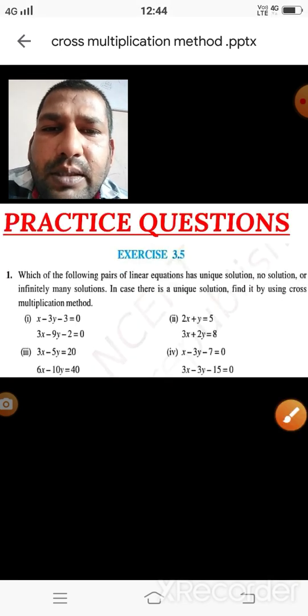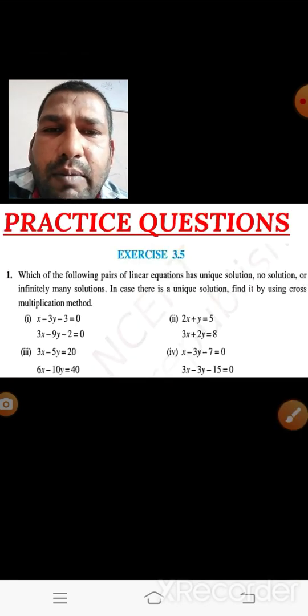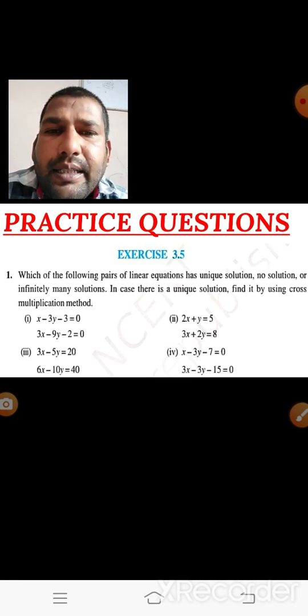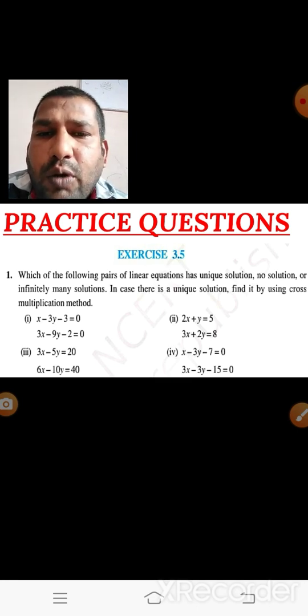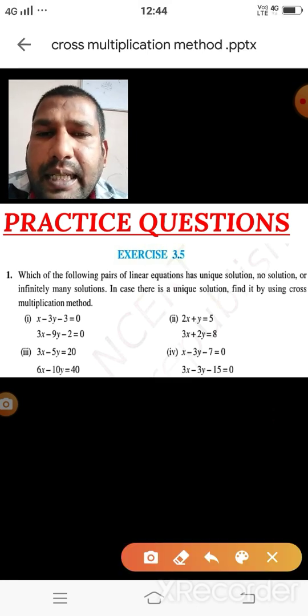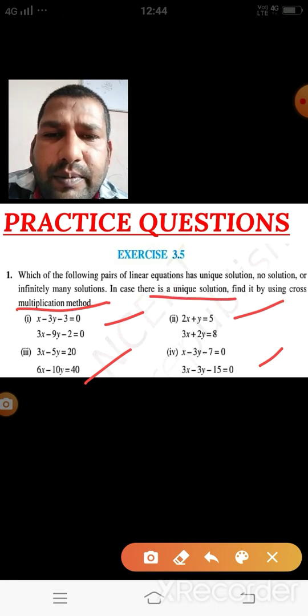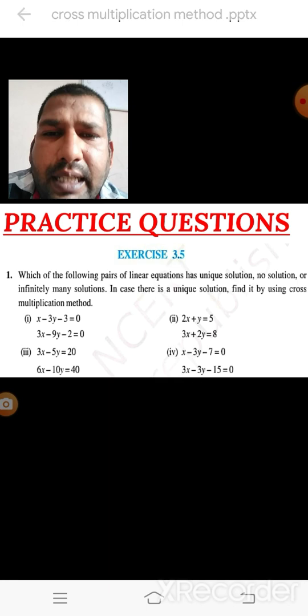Now on the basis of this presentation you are able to solve the questions from exercise 3.5, and in the first question of exercise 3.5 you have to solve by the cross multiplication method. You may solve all the four parts by the cross multiplication method. In this question it is given if it has a unique solution, but in my view you may solve all the four equations for practice by the cross multiplication method to get the values of x and y.